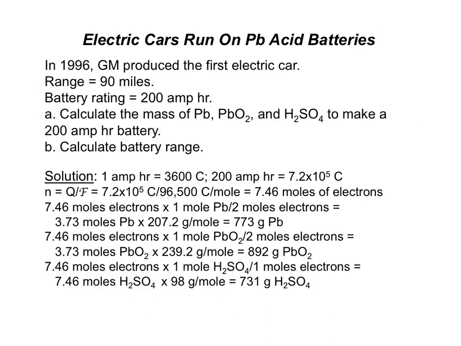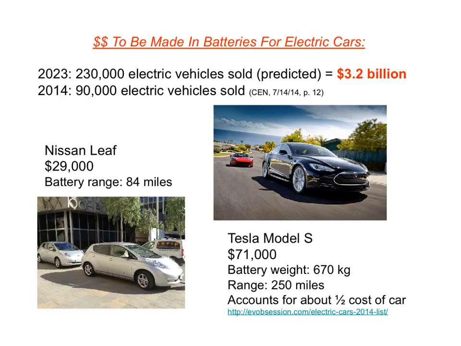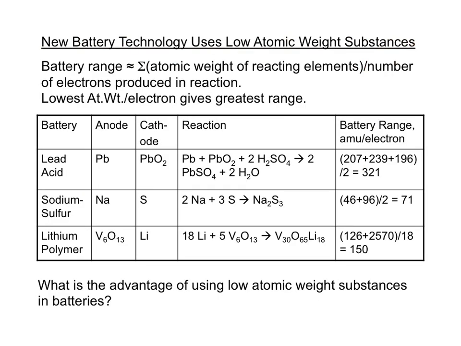The first electric cars ran on lead acid batteries. This calculation shows the amounts of substances for a 200 amp hour battery. The Tesla Model S uses a lithium ion battery. One problem with the lead acid battery is it's very heavy, so new batteries are using lighter weight substances.